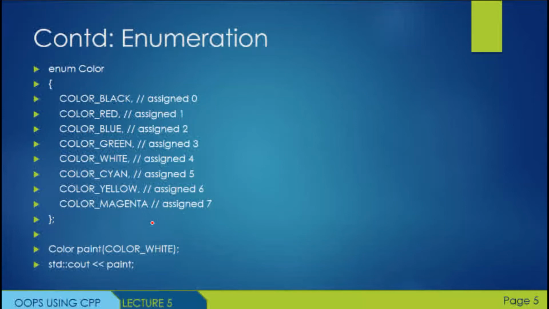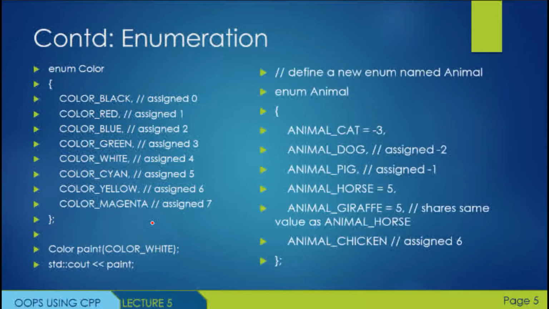Let us see another example for it. Here we have defined an enumeration called animal with a value -3. Let me explain you more.